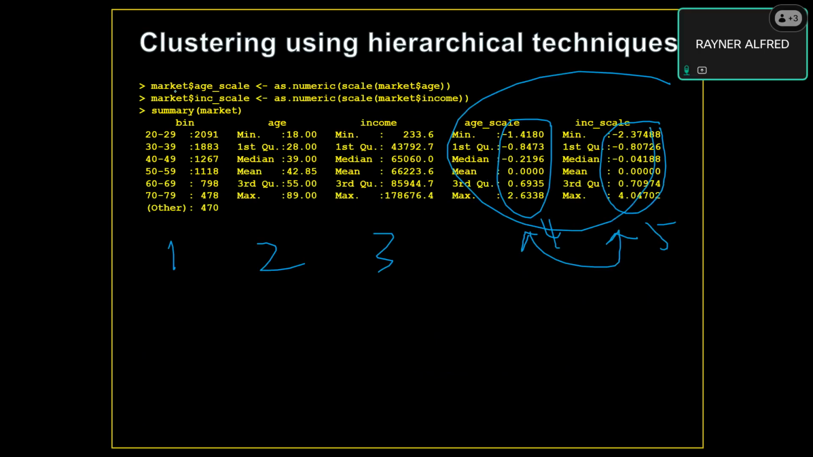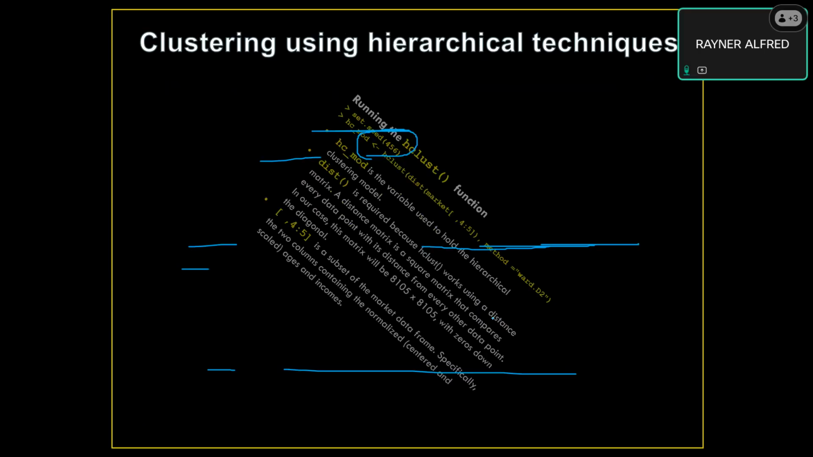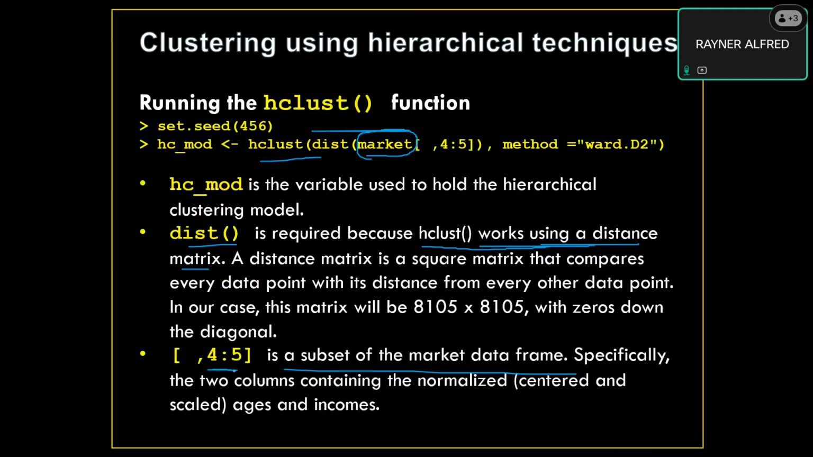So this is what happened here, where we add more columns to our market data. So we are using columns number 4 and 5.